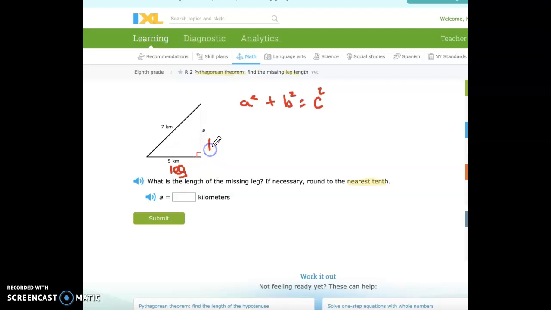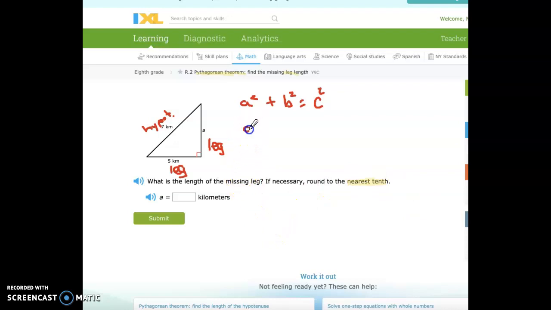a leg here, and a leg over here. We have a hypotenuse as well. Hypotenuse is over here, and just abbreviated right there. All right. Go ahead and substitute in your values and try to solve.